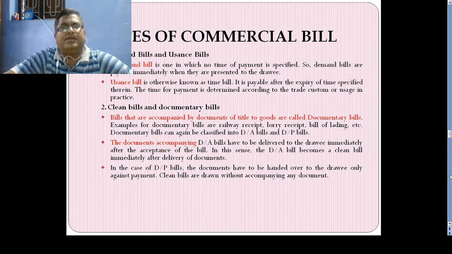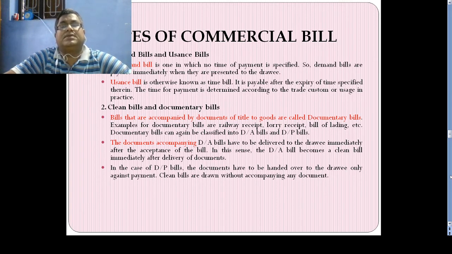My dear students, if you talk about demand bill and usance bill, a demand bill has no time of payment specified, and demand bills are payable immediately after being presented to the drawee. But a usance bill is called a time bill, and after the expiry of the time period, the payment can be made. That is the basic difference between demand bill and usance bill.